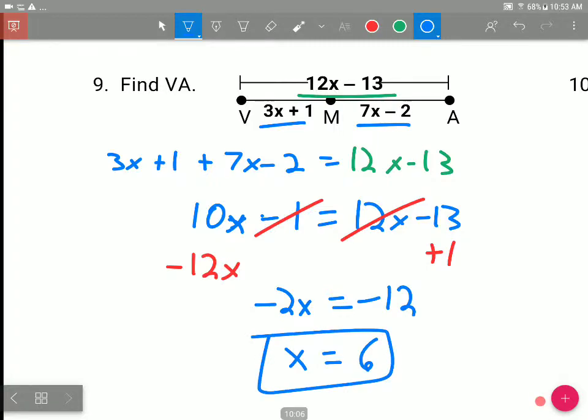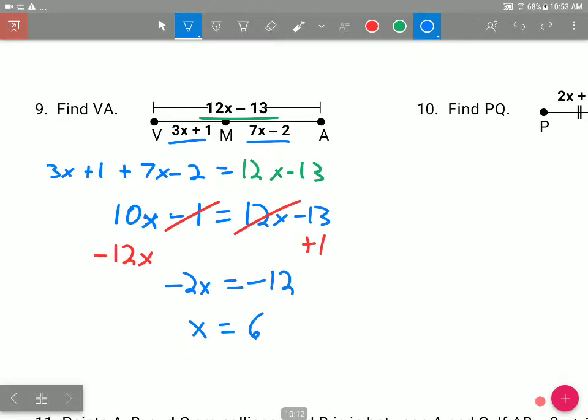Is that your answer? No. It said find VA. So yeah, I messed up on that first part. So no, you're not going to divide it by 2. We found x, which is part of one of the lengths. Just plug in 6 to 12 times 6. Good. We haven't found one of the lengths. All we have found is the x, which is part of one of the lengths. So I can plug that 6 right there.